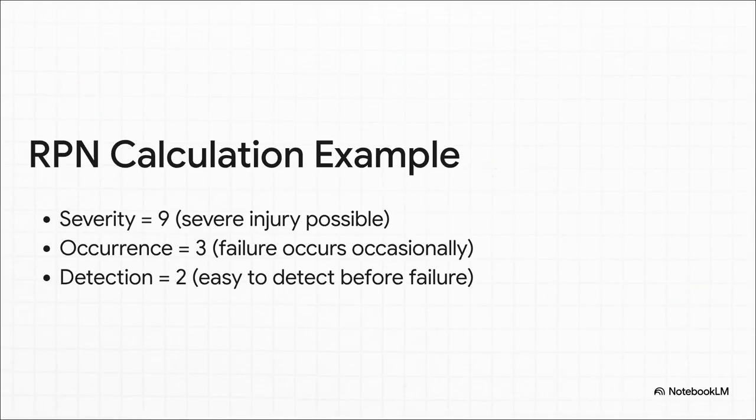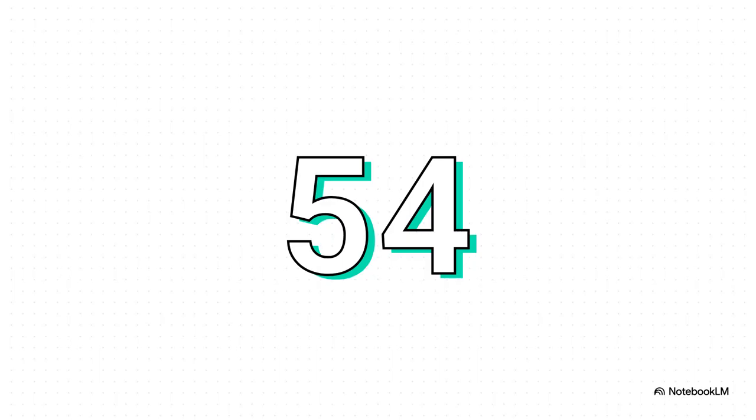Okay, let's try one. Imagine a potential failure where the severity is a 9 out of 10. That's really bad, right? Could cause a serious injury. Let's say occurrence is a 3, so it doesn't happen all that often. And detection is a 2. Now here's a classic exam trip up, so listen close. A low detection score is actually a good thing. It means it's really easy to spot the problem. So, what's our RPN? You just multiply them together. 9 times 3 times 2 gives us 54.